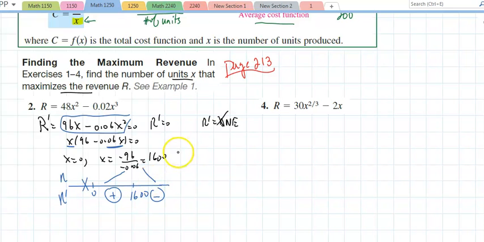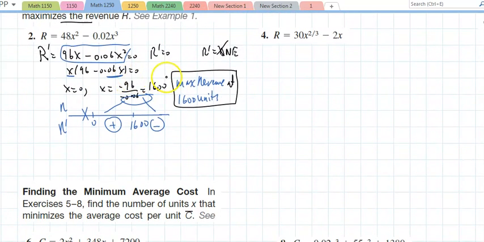So doesn't this automatically tell me that we have a maximum revenue? They're asking only for the number of units, at 1600 units. Now let me show you a trick. I could have avoided the blue, but I still have to figure this out. I still need to get the critical numbers. But for the testing, I could have taken a second derivative, and look how that will benefit me.